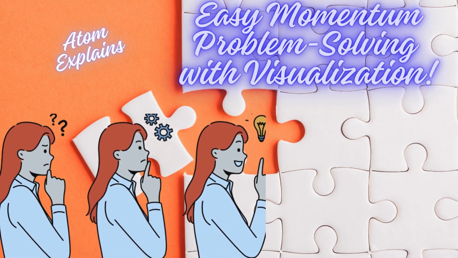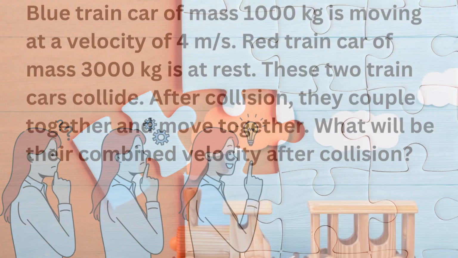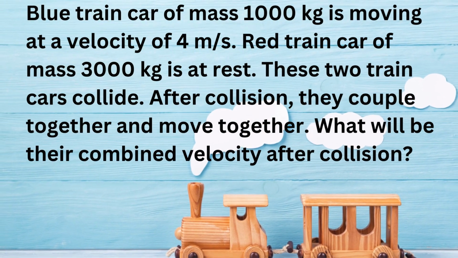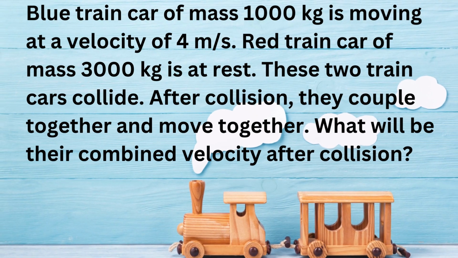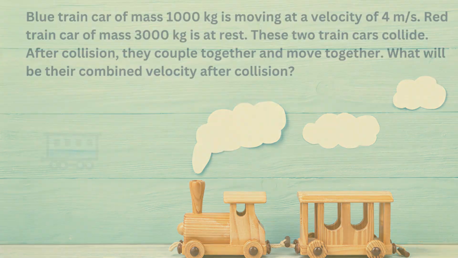Join me in this adventure where we explore how we can solve momentum conservation problems in a fun and easy way. So here's our first problem. There is a blue train car of mass 1000 kilogram and it's moving at a velocity of 4 meters per second. And there's also a red train car of mass 3000 kilogram at rest. These two train cars collide, and after collision, they're going to couple together and move together, and we have to find their combined velocity after collision.